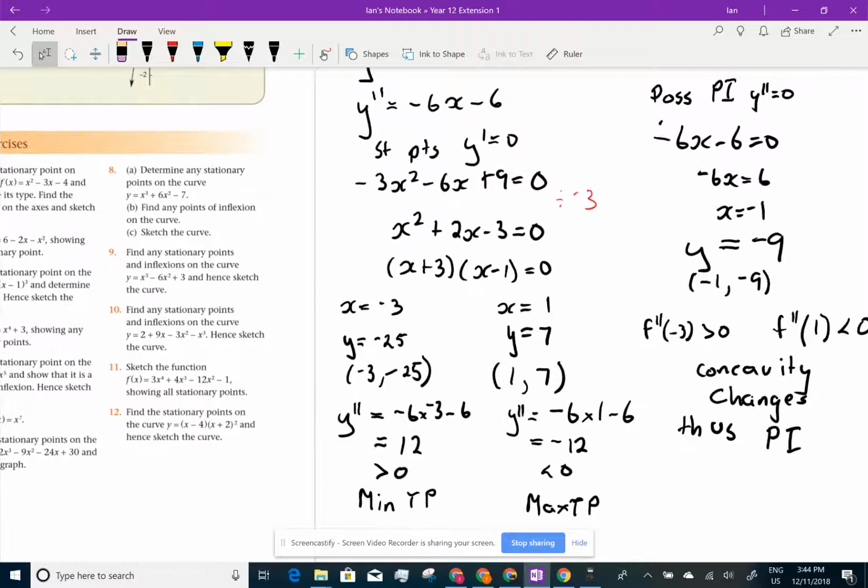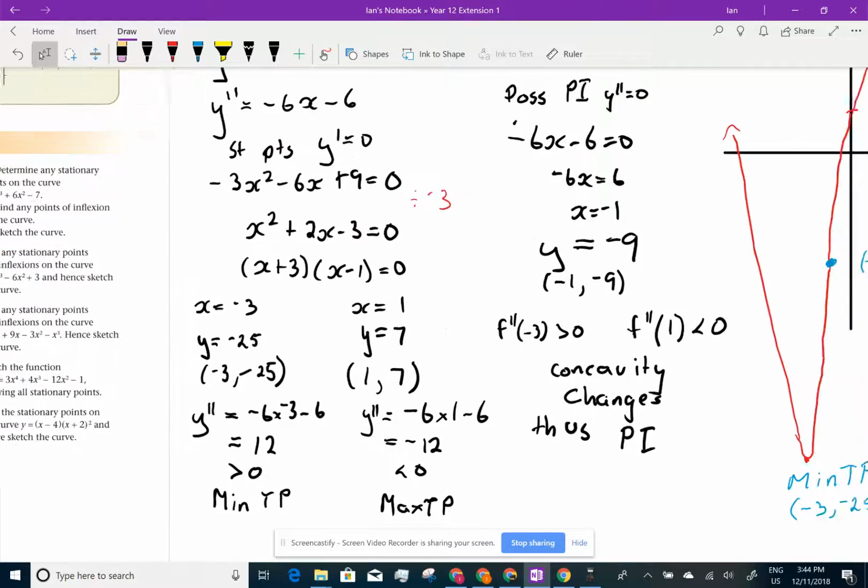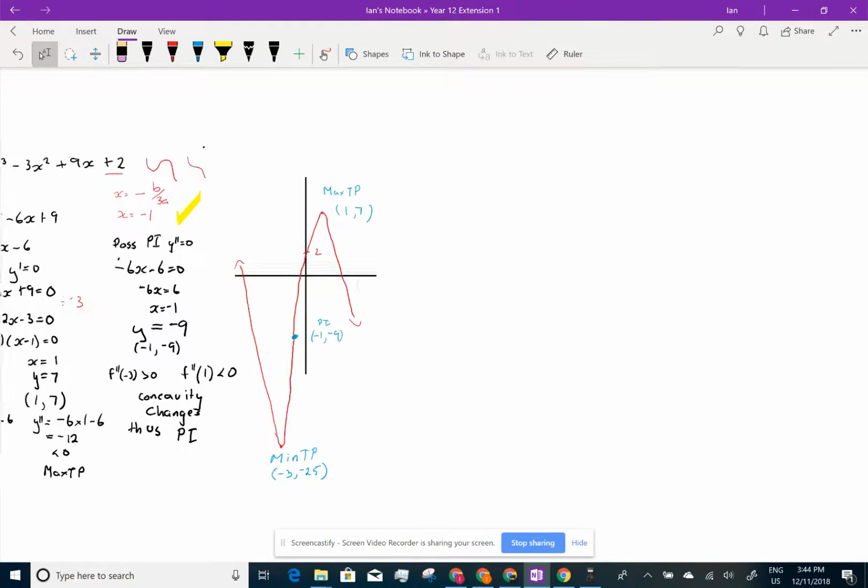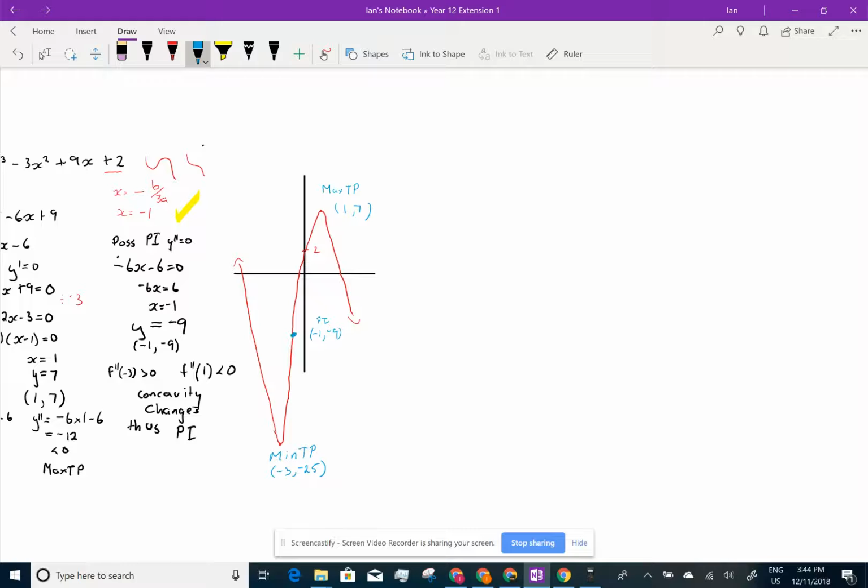I'm going to have to go, so I'm going to jump to 11. I'll see if I can get 11 and 12 done. 12's pretty easy, so let's see. And by the way, you're not meant to find the roots. You can't find the root of a cubic.